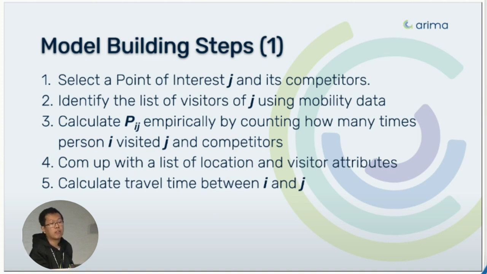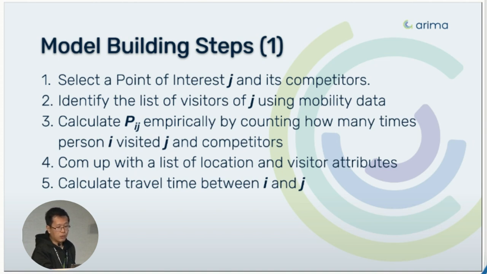And once you have the list of visitors, you can empirically calculate the probability of a particular visitor visiting your store versus other stores, just by simply counting how many times they've been in your stores and how many times they visited the competitors. Like almost every model, you have to empirically calculate the probability first and then train your model. So mobility data is what we use to empirically calculate the probability of visitation.